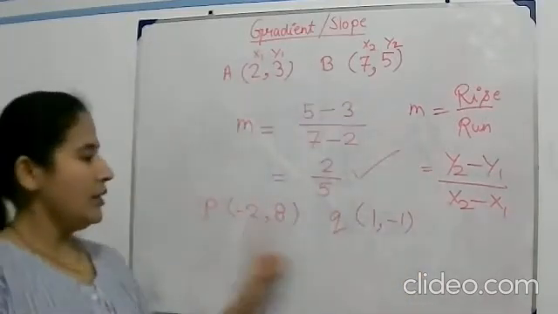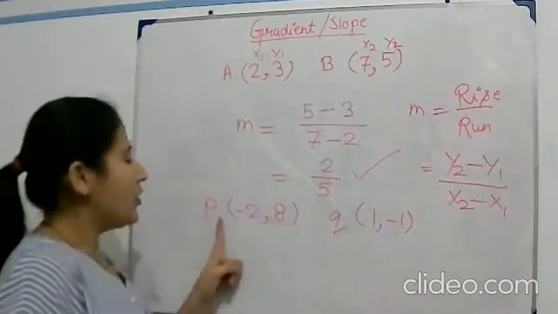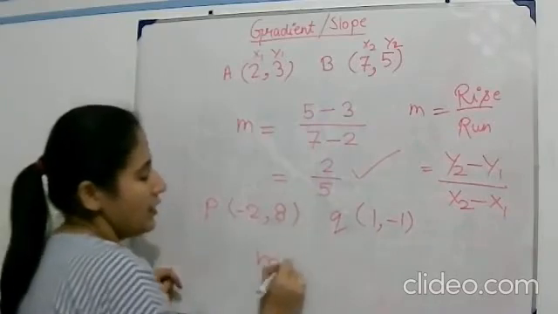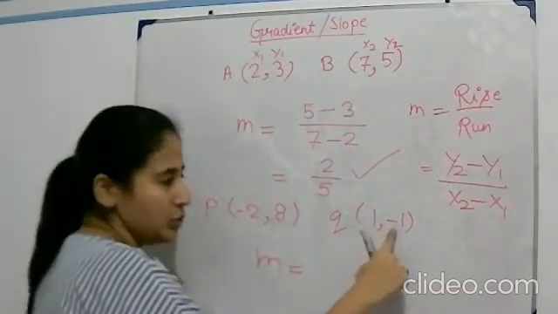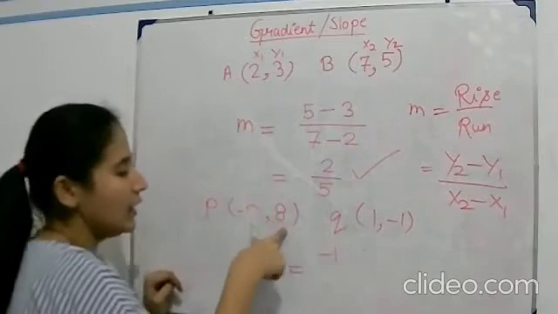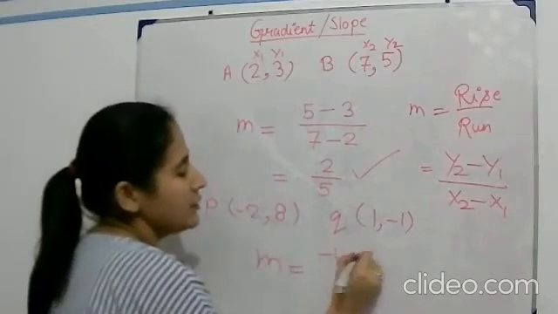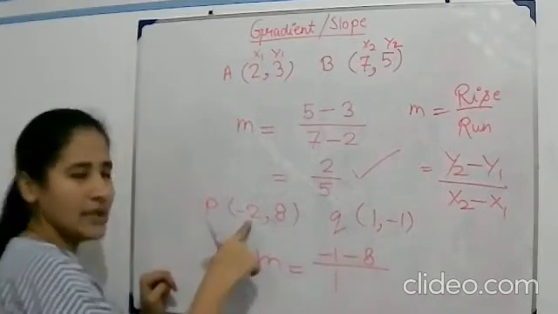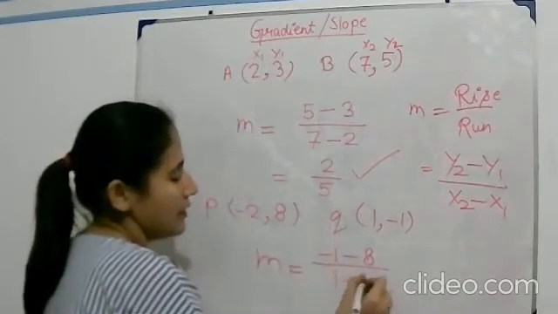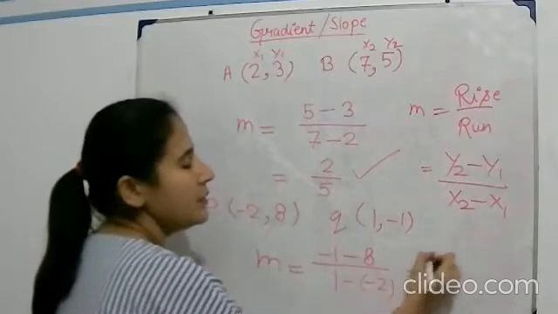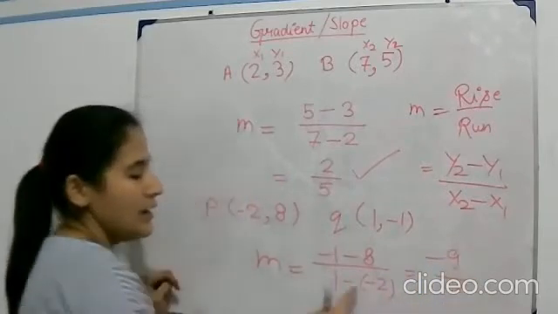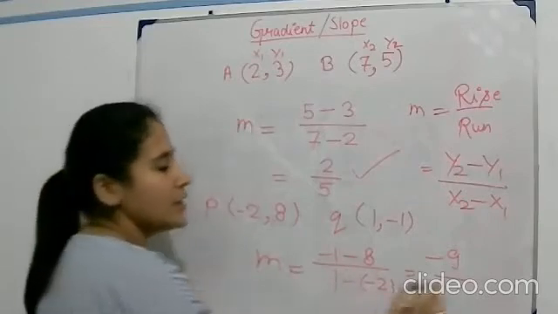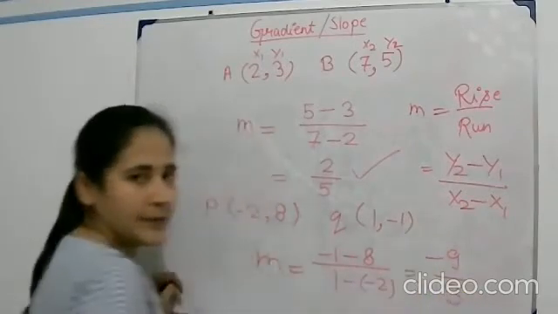Line PQ, and the coordinates of P are (-2, 8) and Q is (1, -1). What is the formula? m is equal to (y2 minus y1) over (x2 minus x1). So y2 minus y1 is -1 minus 8, and x2 minus x1 is 1 minus (-2). So it will be -9 over... 1 minus a minus will be plus, so 1 plus 2 is 3.